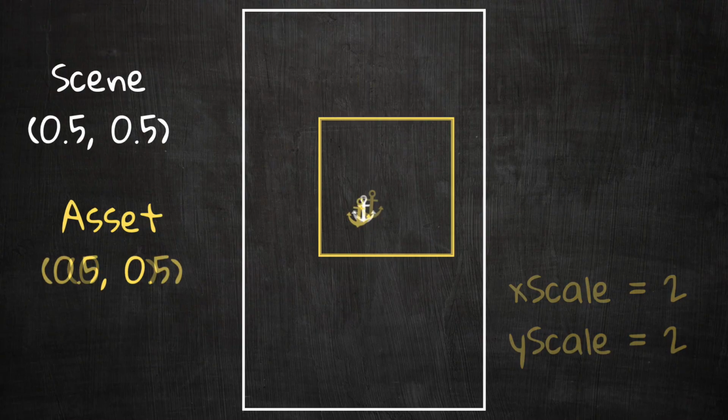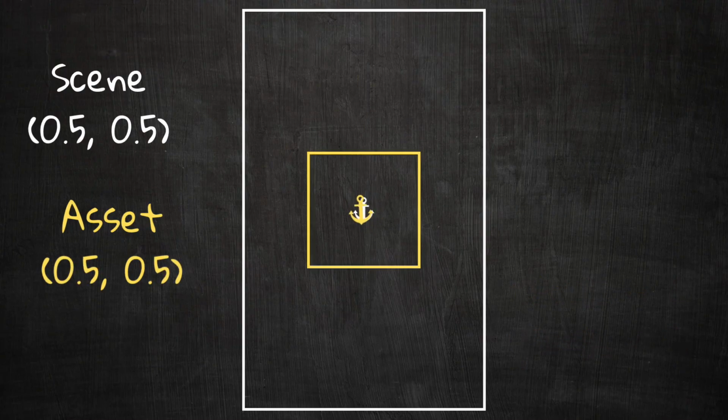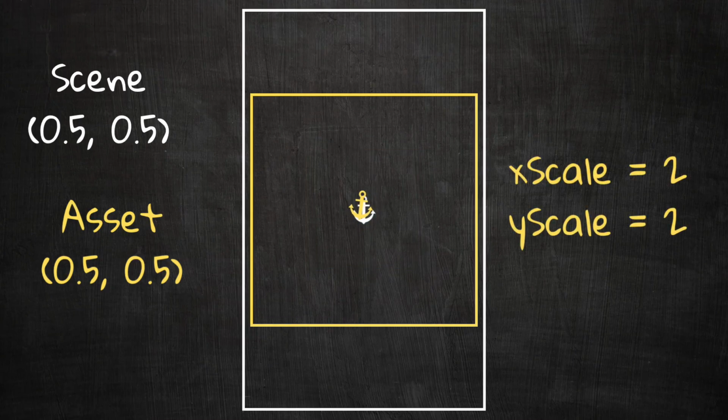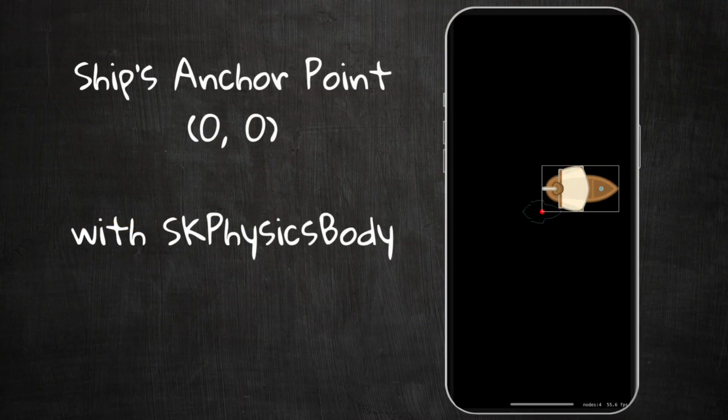And if we now try the same with the 0.5, 0.5 anchor point, the scaling will happen evenly in all directions from the center. It's also worth pointing out that it doesn't affect the physics body.